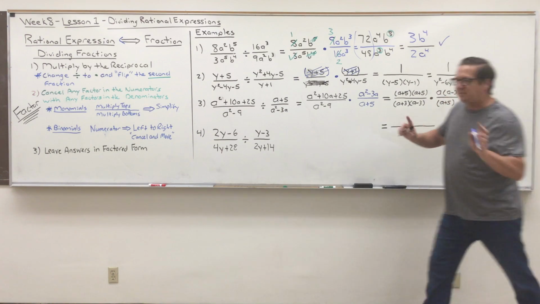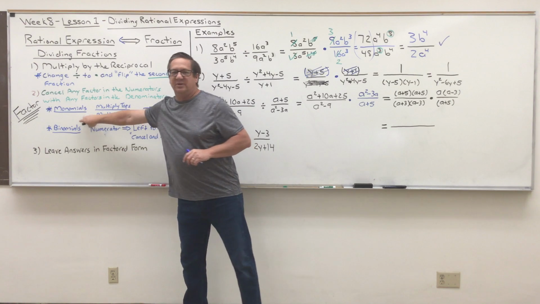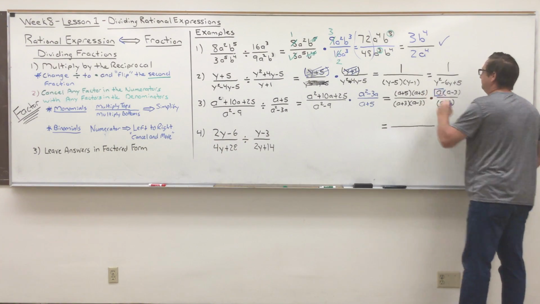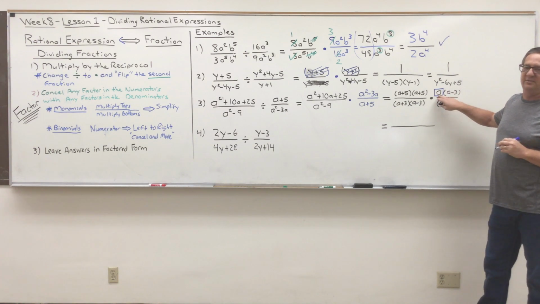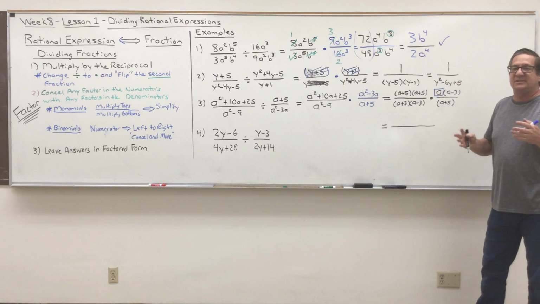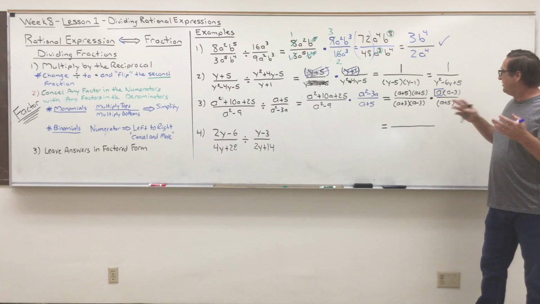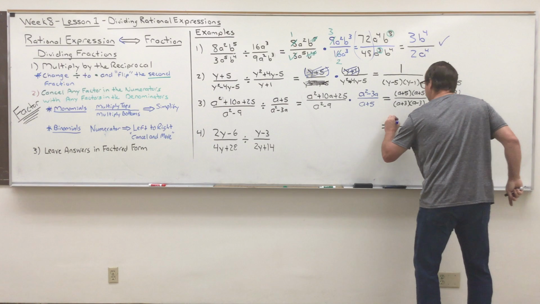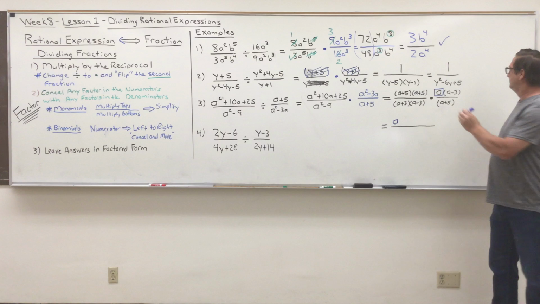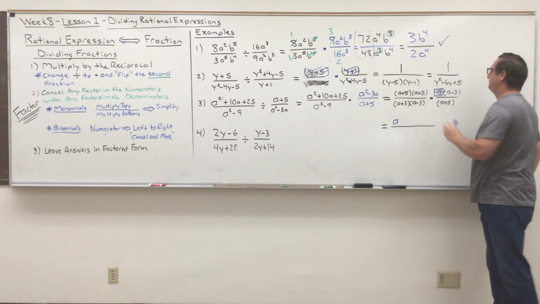And the first thing I'm supposed to look for is the monomials. And notice, there's an a right here. There is no other monomials in the problem, so a is just this monomial by itself. And so if it's on top, we just move it.